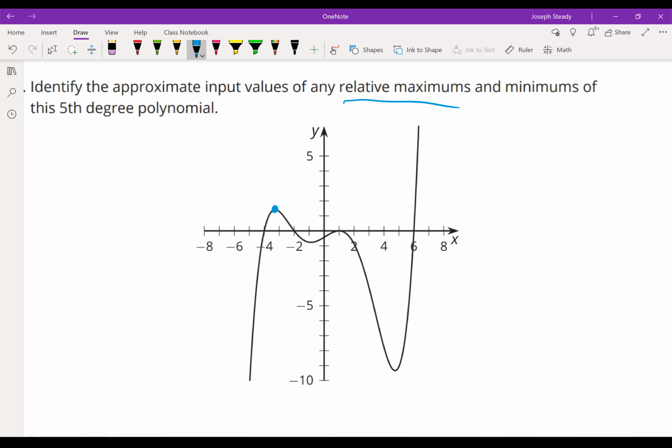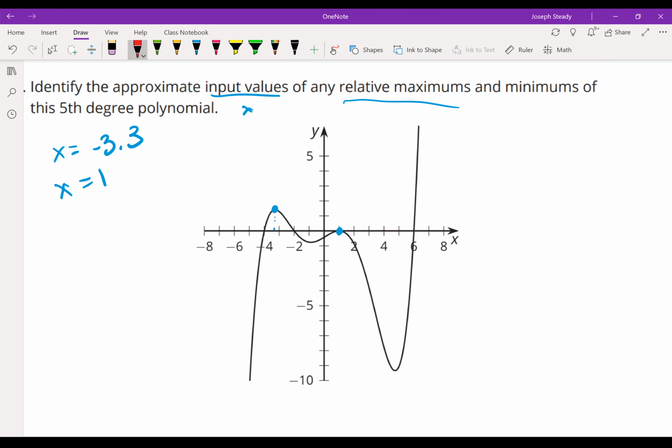And that has an input value, so that means x value, an x input of about negative 3.3. I notice right here, another relative max, another top of the hill. Well, that one looks like it crashes right at x equals 1. So my relative max there has an input value of 1. If I scan along the graph here, no other relative maxes, no other tops of hills.